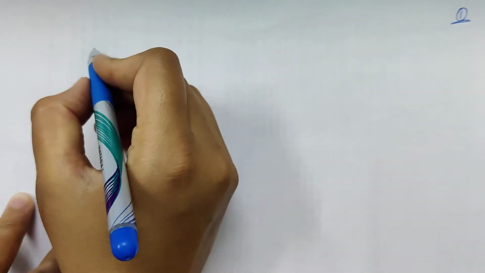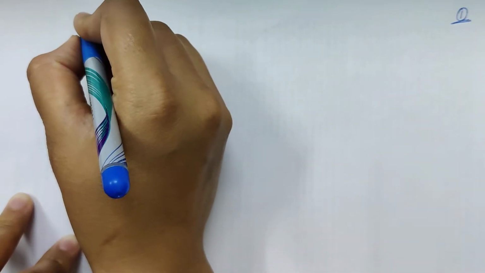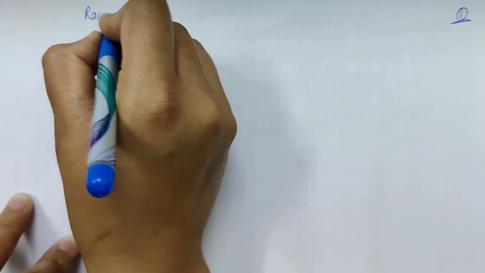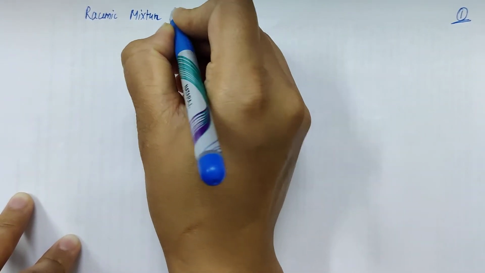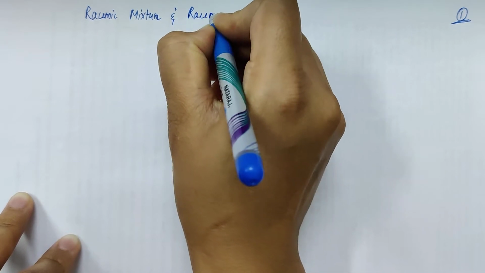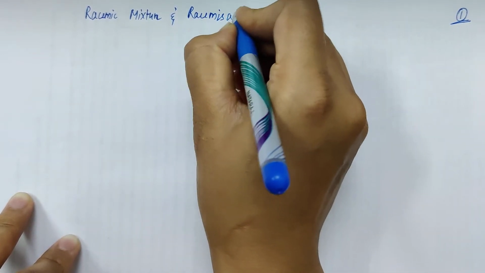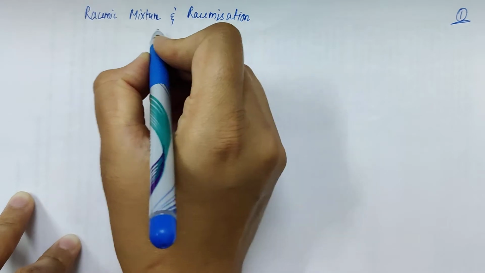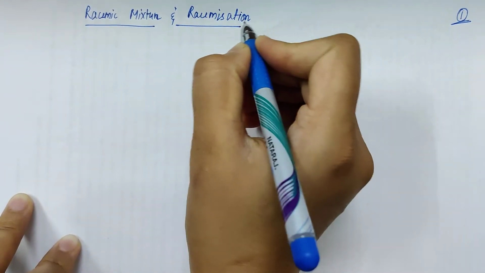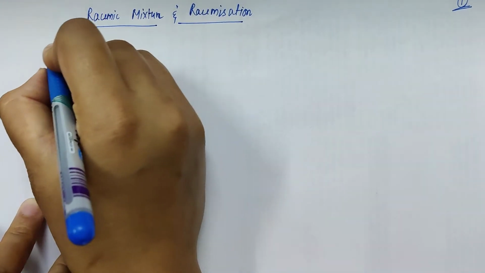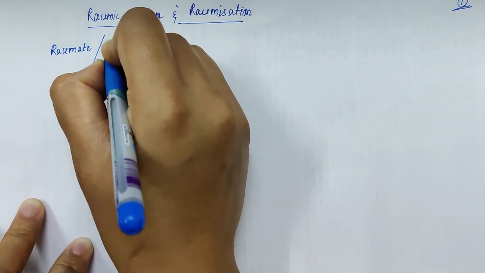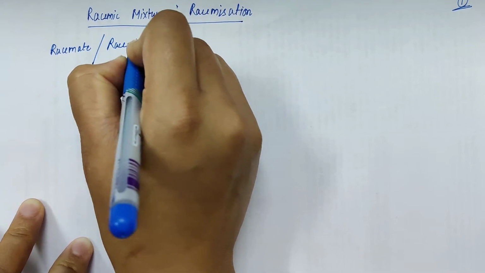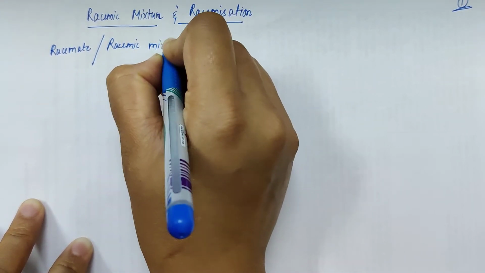Students, today we are going to study about racemic mixture and racemization. So the very first term is racemic mixture. What does this mean? Racemic mixture, or it is also called racemate.